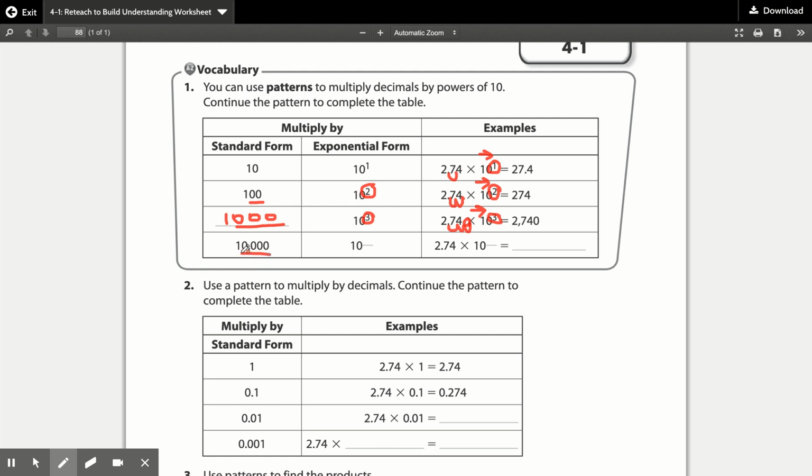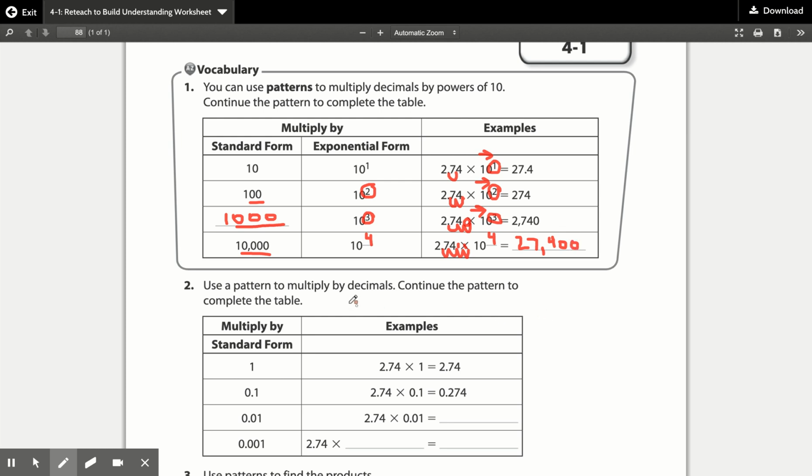I now have the number 10,000. So I have 4 zeros, so that's the same as 10 to the fourth power. If I'm taking my number 2.74 times 10 to the fourth power, I'm moving my decimal place over 1, 2, 3, 4. So in this case, I have 2 empty spots, so those turn into zeros. So my answer is going to be 27,400, and that's because I moved my decimal over 4 spots.